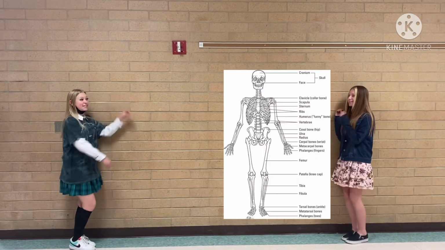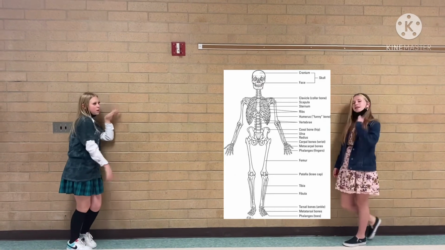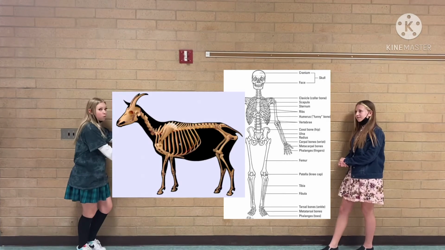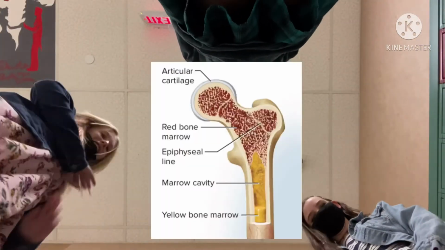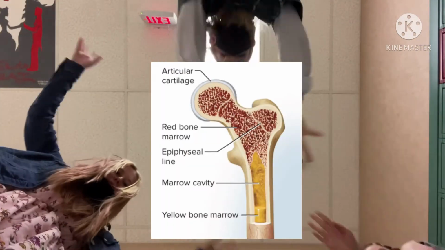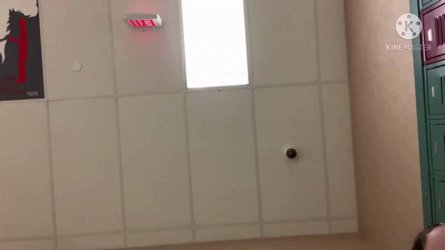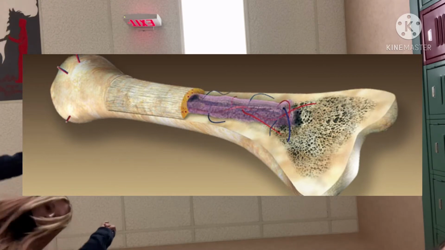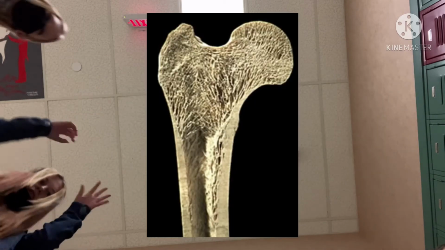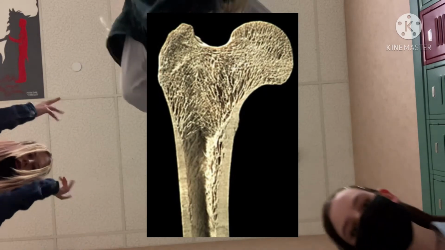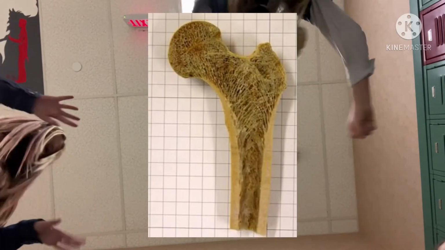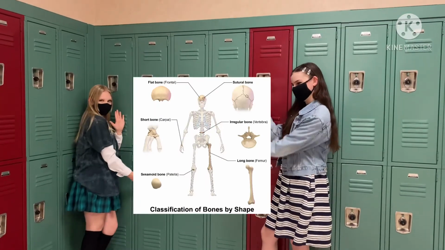This is the skeletal system. This one is for humans. And this one is a goat. This is the inside of a bone. These are the different kinds of bones.